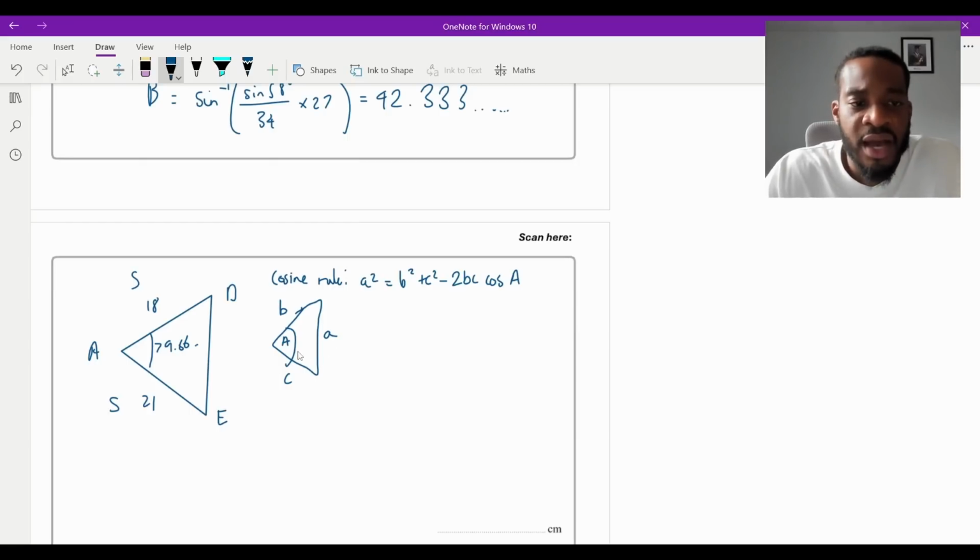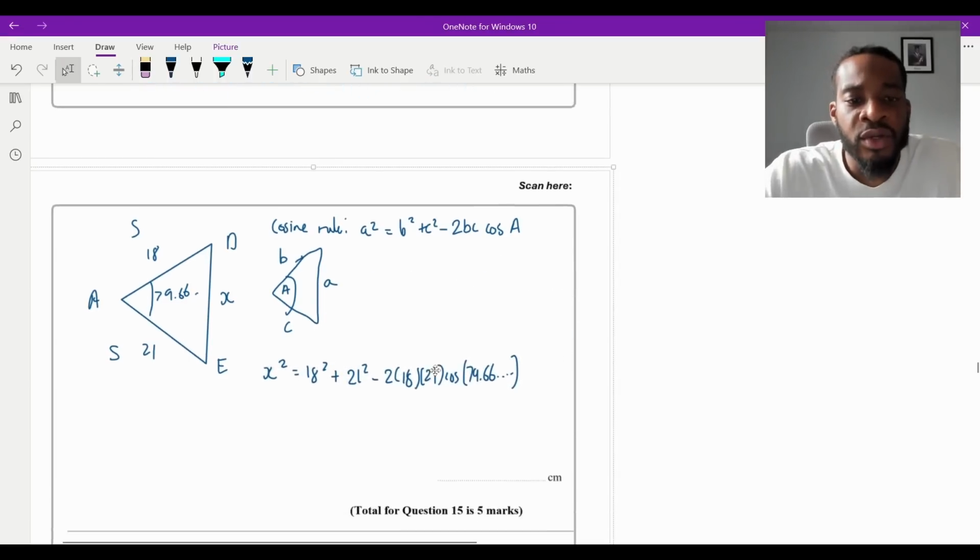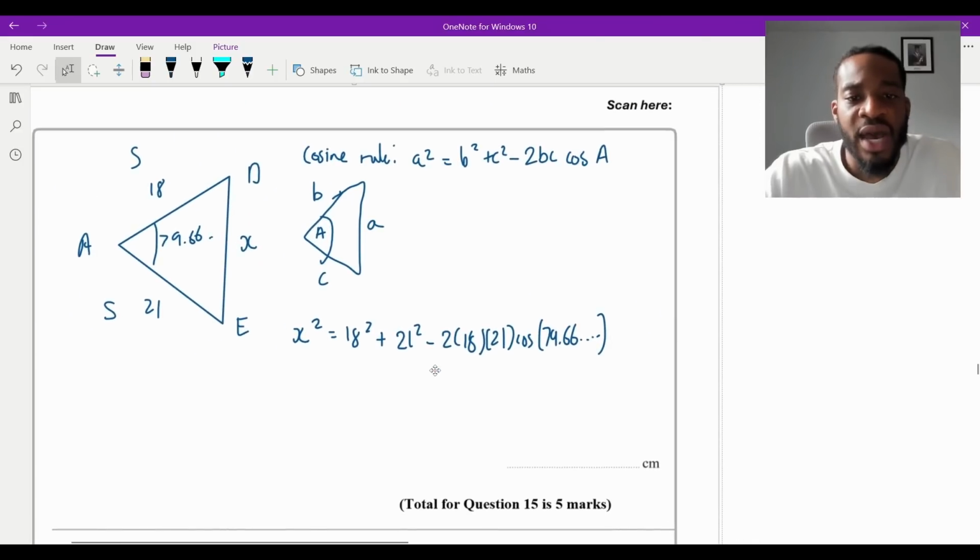With that being said, remember we called this X. So X squared is going to equal 18 squared plus 21 squared minus 2 lots of 18 and 21 cosine of that angle, 79.66 and so on. Let me bring this down here so there's room. All I'm going to do now is calculate what X squared is and then square root it.